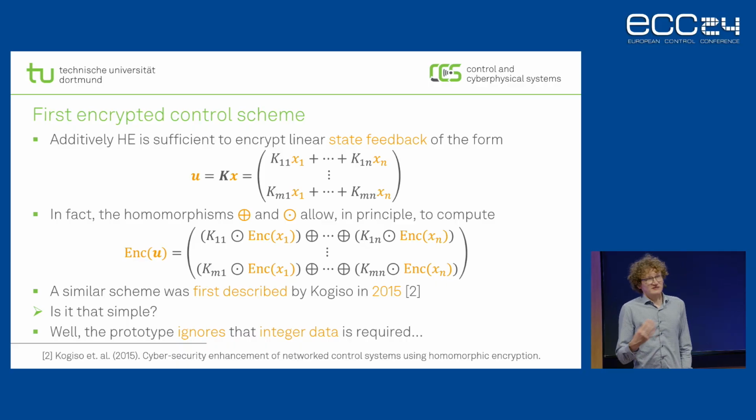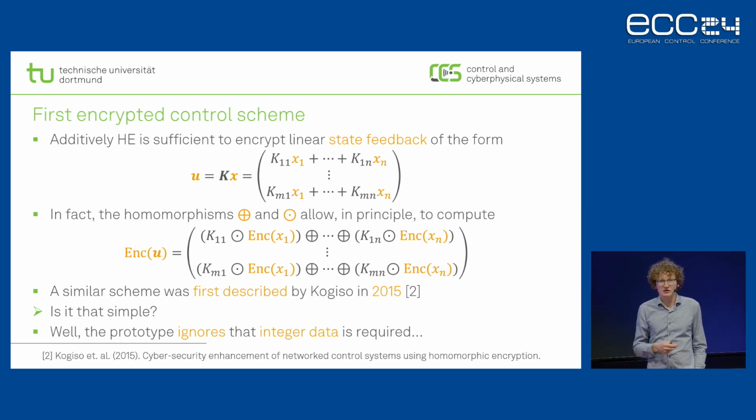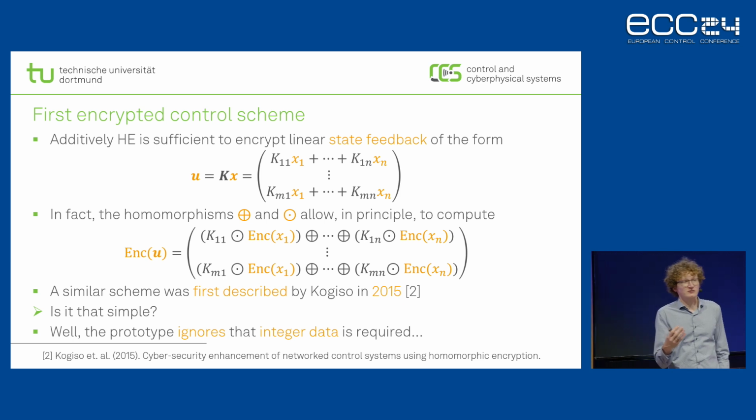Well, is it really that simple? So is it really that once we have these homomorphisms, we can just apply it the way as here on the slide and we are ready? No, of course not. Because what is ignored here in this prototypic realization is that we are dealing with integer data, right? Or we have to deal with integer data because our crypto systems are designed such that they need integer messages. Here we have real-valued states, real-valued controller parameters, and as a consequence also real-valued inputs. And hence we need to map our data to a bounded set of integers, and then we can apply the encryption.